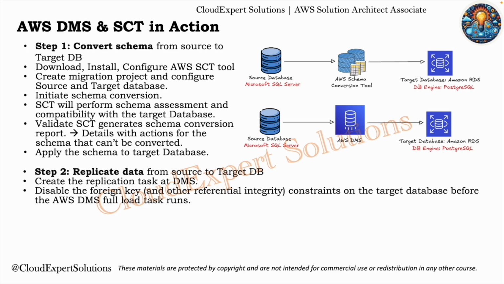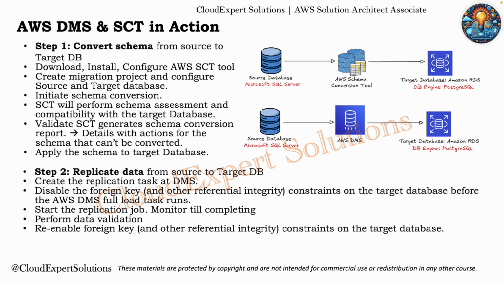Once done, you should start the replication job, and based on your source database size and network speed, it can take between 30 minutes to even 1 or 2 days. Once everything is done, that means your source and target databases are in sync, then you do some random sampling or other measures to validate the data on your target database. And finally, you should re-enable the foreign key or any other referential integrity that you disabled at the beginning of this process.